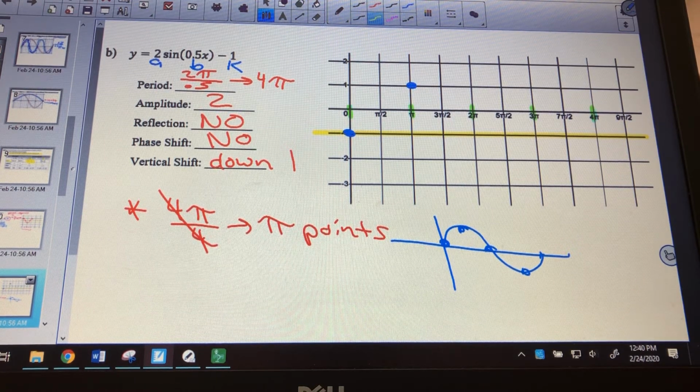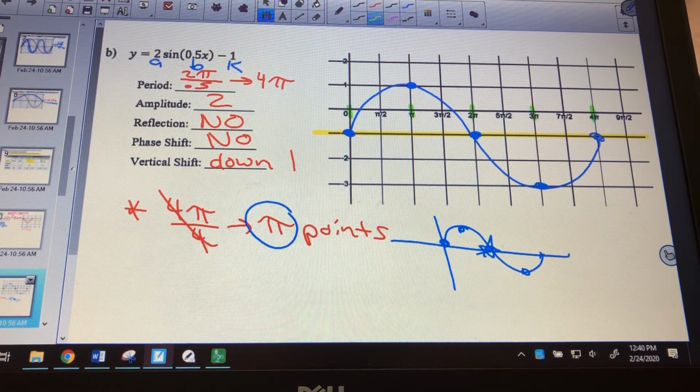because it was stretched by 2 from the amplitude. So again, pi units over, we are up 2 because of the amplitude. Then pi units over, back down to the midline, that's this point here. Another pi units over, we're 2 below the midline for that minimum point. And then another pi units over, we are back at the midline. And then you can draw in your curve. Okay.